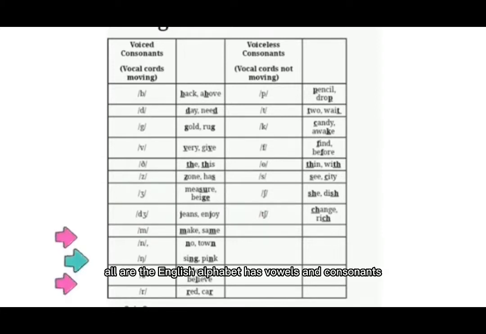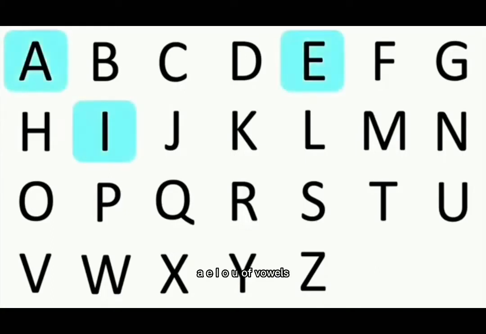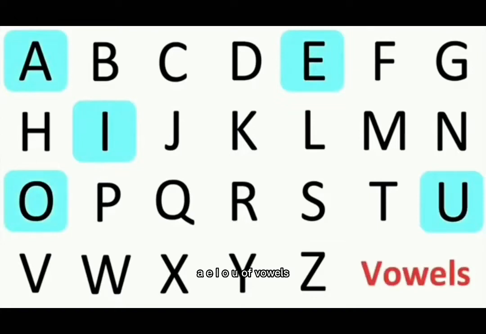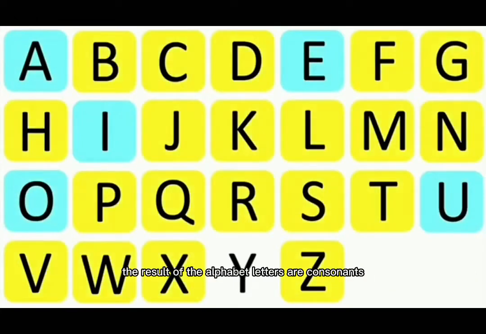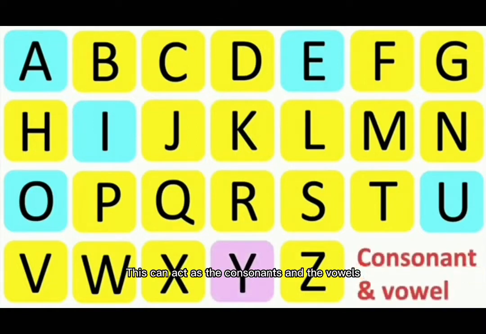The English alphabet has vowels and consonants. A, E, I, O, U are vowels. The rest of the alphabet letters are consonants. However, there is an exception, the letter Y. This can act as a consonant and a vowel.